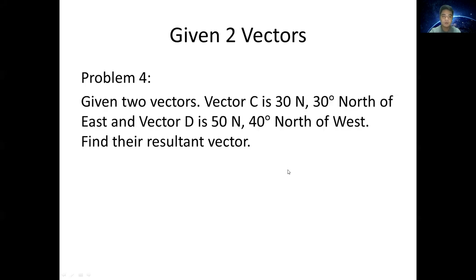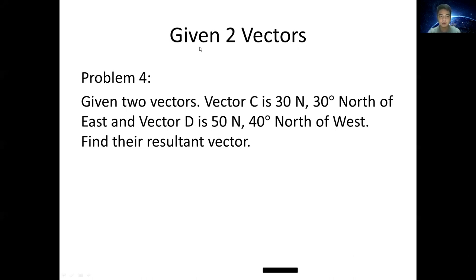Okay, let us understand problem number four. Let us read problem number four and solve it. We are given two vectors. Vector C is 30 newtons, 30 degrees north of east, and vector D is 50 newtons, 40 degrees north of west. Find the resultant vector.